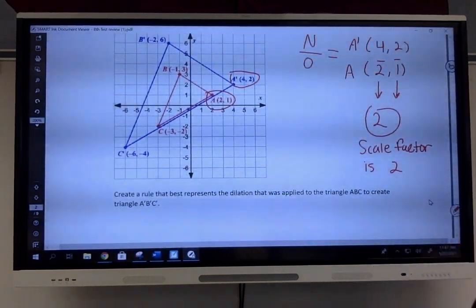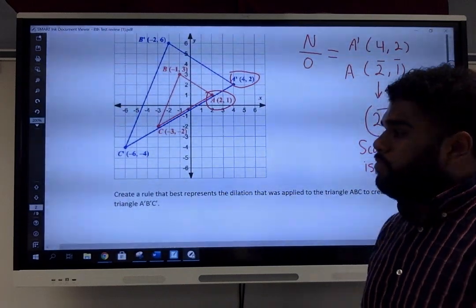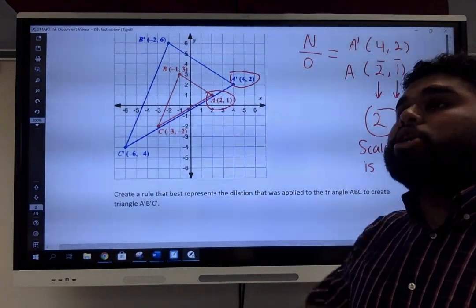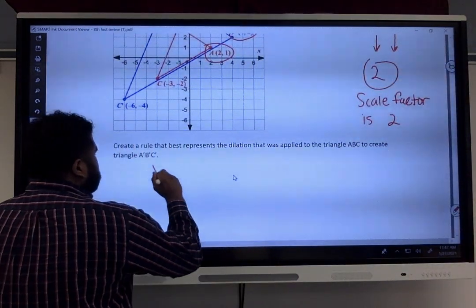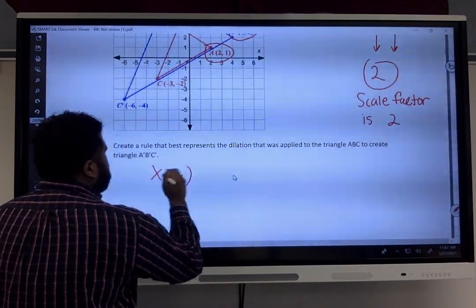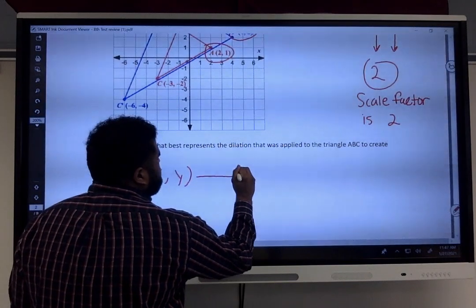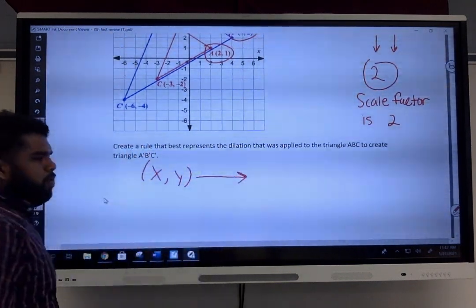Now, the question isn't asking for the scale factor, it's asking for the algebraic representation that includes the scale factor. So we're going to create it. We're going to do x and y. Again, an algebraic representation always starts out as x and y.